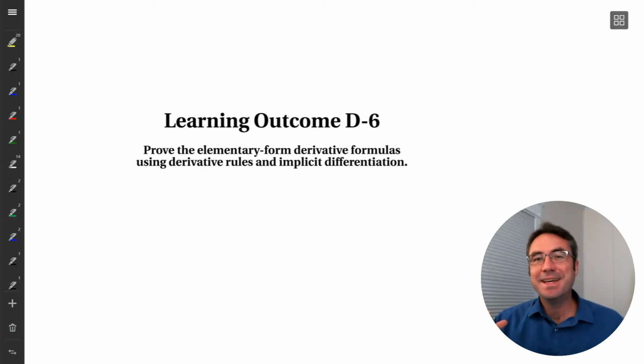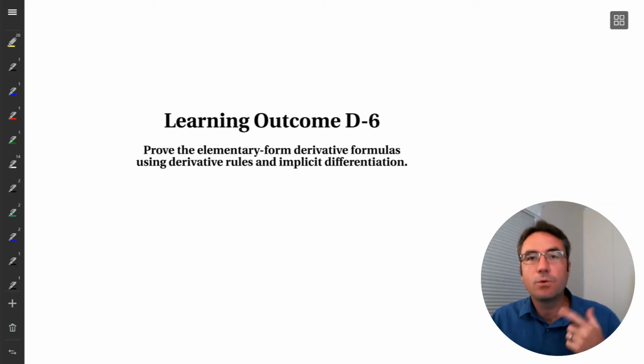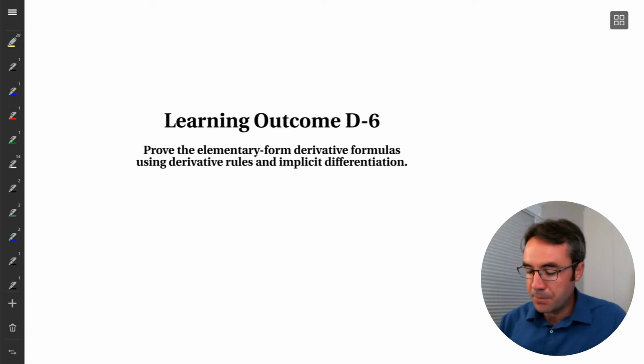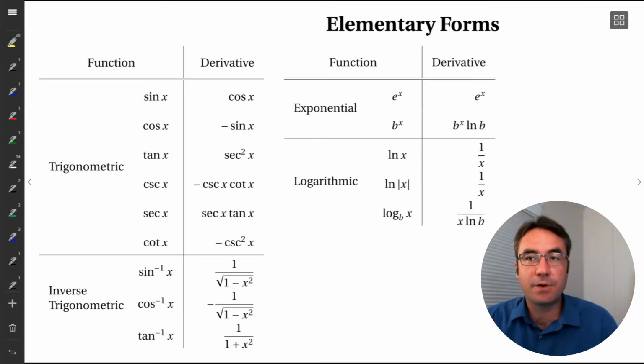Welcome everyone. In this lesson we're going to see where many of our elementary form derivatives actually come from. And we're going to use a lot of the derivative rules we looked at so far: product rule, quotient rule, chain rule, and implicit differentiation. So we're going to be able to prove a lot of these elementary form derivatives. So let's first review what those derivatives are.